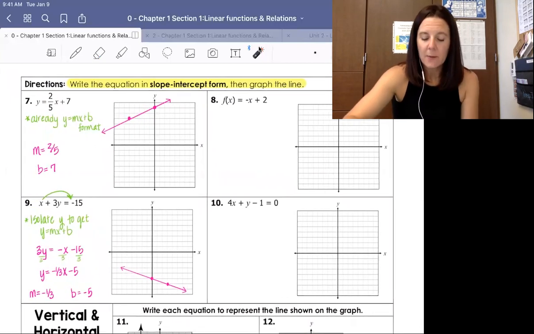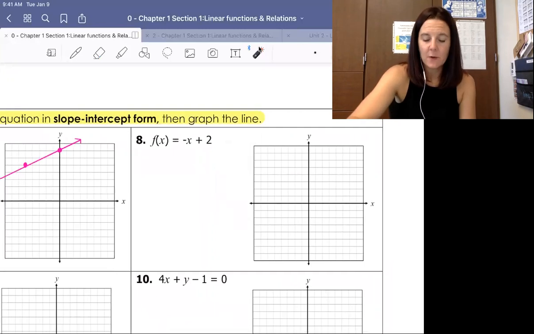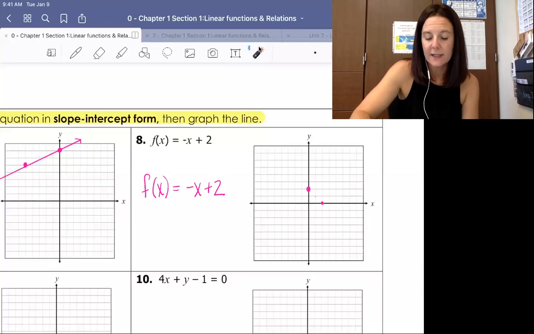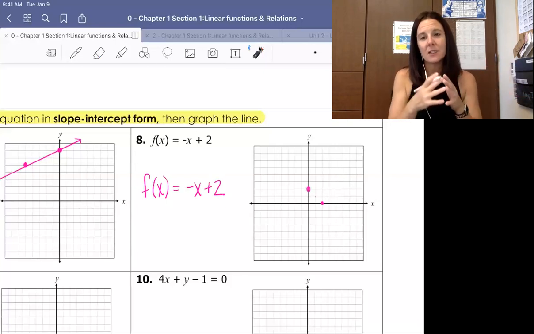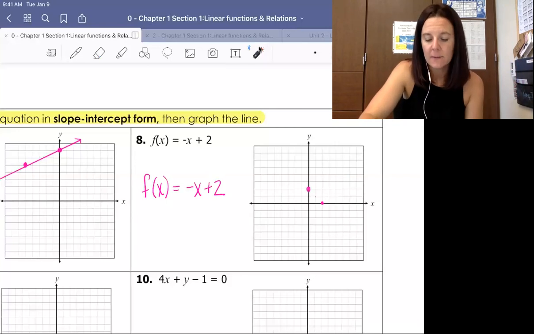Okay, let's take a look at number 8. Let's see how you did on that one. Negative f of x equals negative x plus 2. Again, it's already in slope-intercept form. We have no reason to change this. There's our intercept, 2. Our slope is -1, down 1 over 1. I did it twice, down 1 over 1, down 1 over 1, just to spread my points out and make it easier to get the line correct.